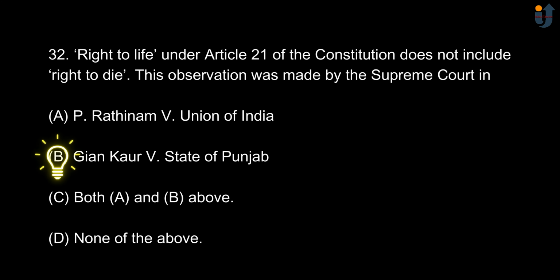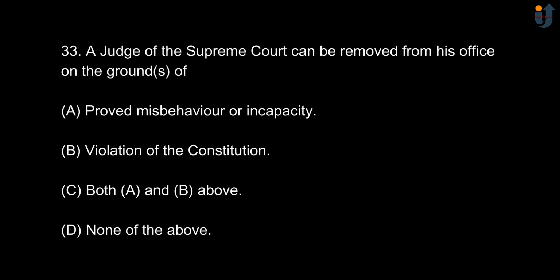The correct option is option B, Gyan Kaur versus State of Punjab. Next, a judge of the Supreme Court can be removed from his office on the grounds of option A, proved misbehavior or incapacity. Option B, violation of the Constitution. Option C, both option A and option B above. And option D, none of the above. The correct option is option A, proved misbehavior or incapacity.